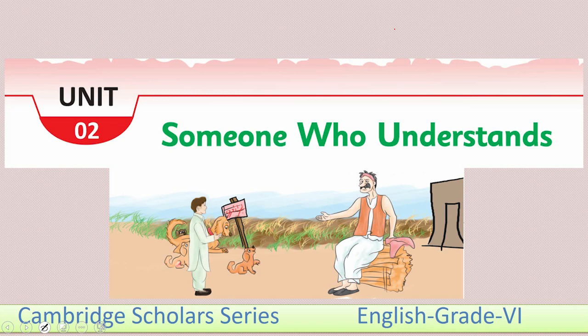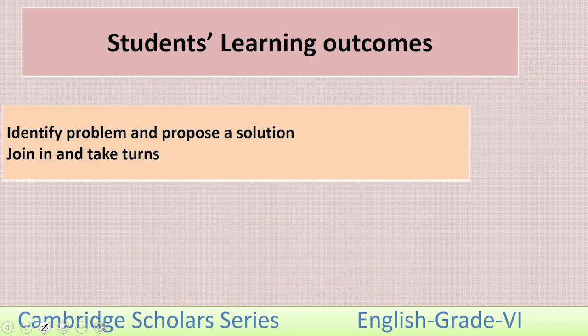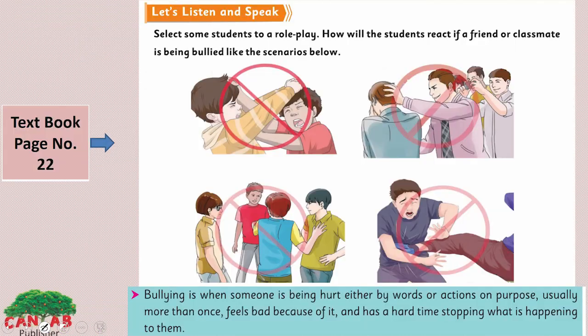We will start our lesson from Unit number 2, Someone Who Understands. The SLOs of this lesson are: identify a problem and propose a solution, join in and take turns. Look at page number 22. What can you see here? We have a listening and speaking section here.